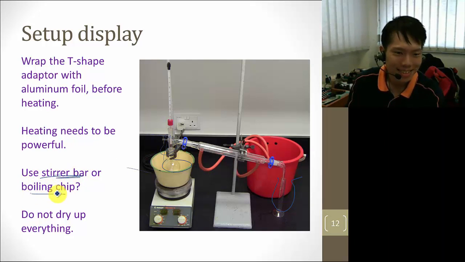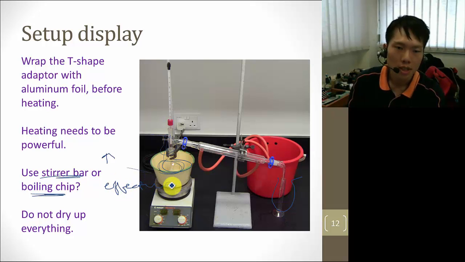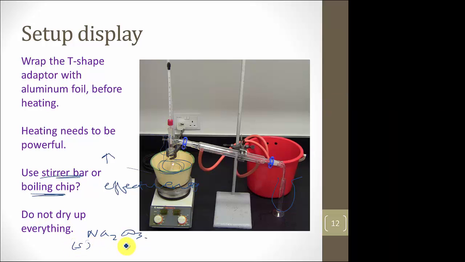Should we use a stir bar or boiling chip? It's written in your lab manual. Okay. And do not dry everything up. One way to increase the effectiveness of this distillation is to add dry sodium carbonate, dry as in solid, okay, or sodium bicarbonate, into the RBF so that any remnants of H plus can be neutralized and will not interfere with the distillation.